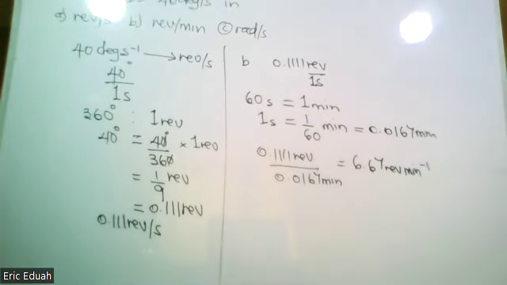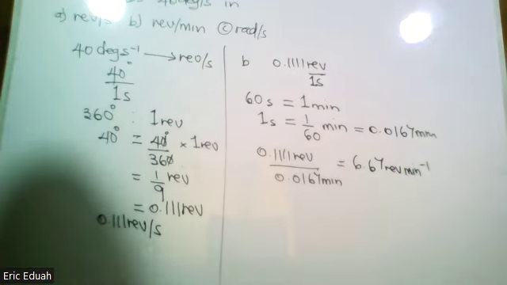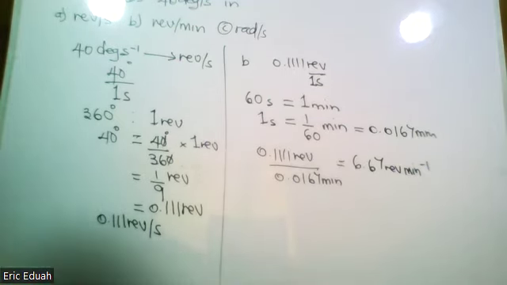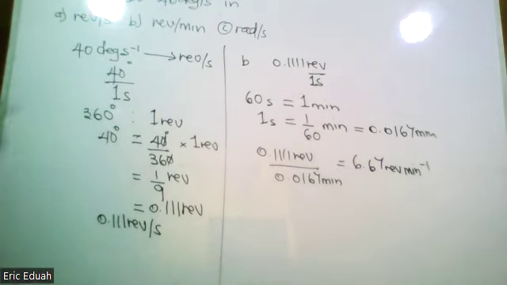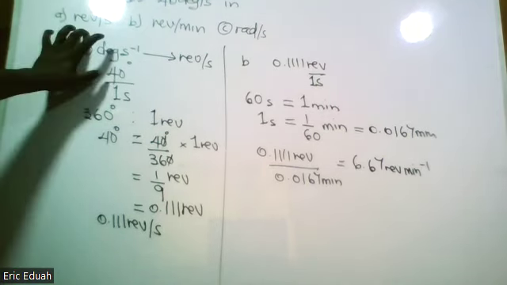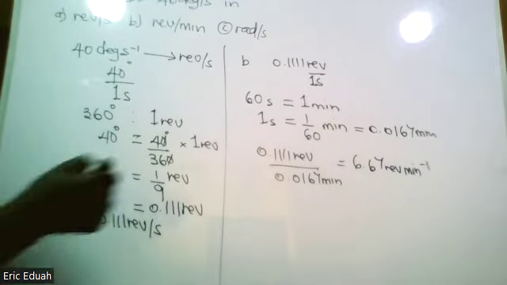Confirm for us. Divide 0.111 by 0.0167. Is that correct? Yes. Okay. Then the next task is to convert the same thing to radian per second.